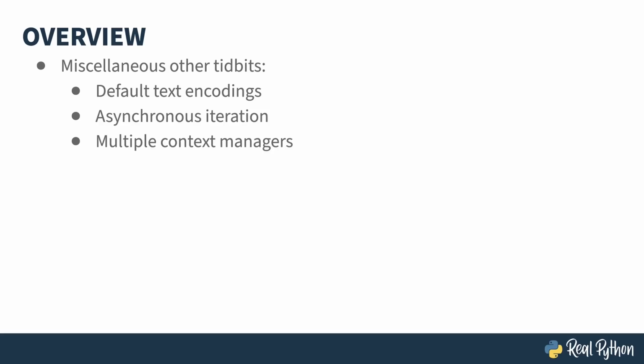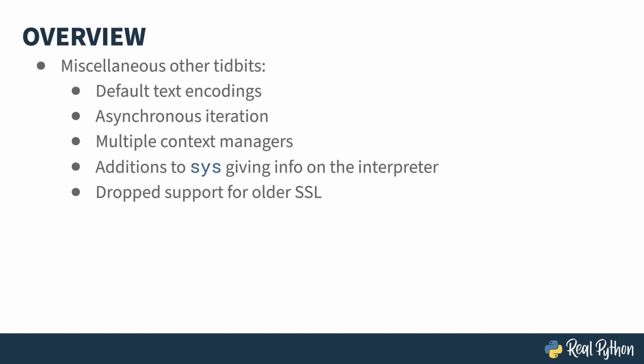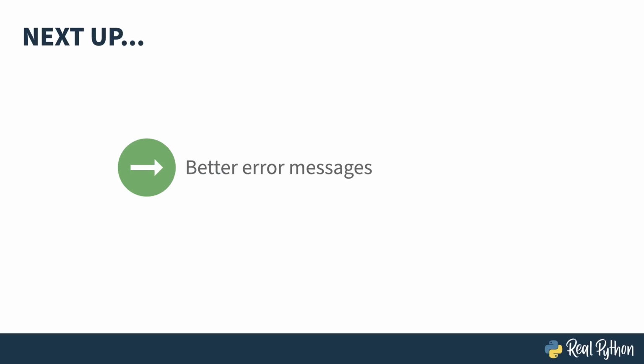And finally, there are a whole host of small improvements like default text encodings, asynchronous iteration, multiple context managers, additions to the sys module giving info on the interpreter, and dropped support for older SSL. In the next lesson, I'll show you all the new ways the compiler will tell you you're wrong, and that's a good thing.